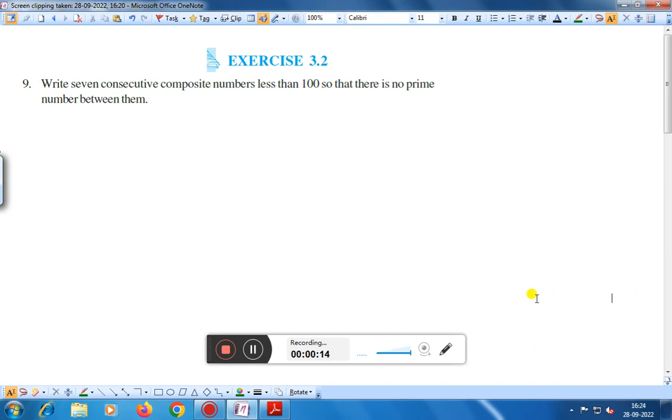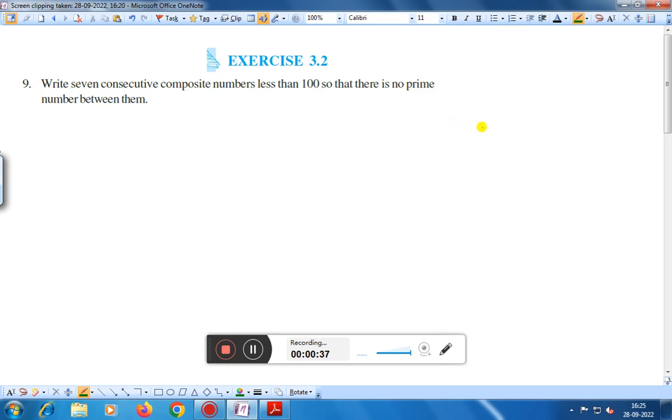Write 3 consecutive composite numbers less than 100 so that there is no prime number between them. What is a composite number? A composite number is one which has more than two factors, that is, one, the number itself, and more. For example, 4 and 6 are known as composite numbers.